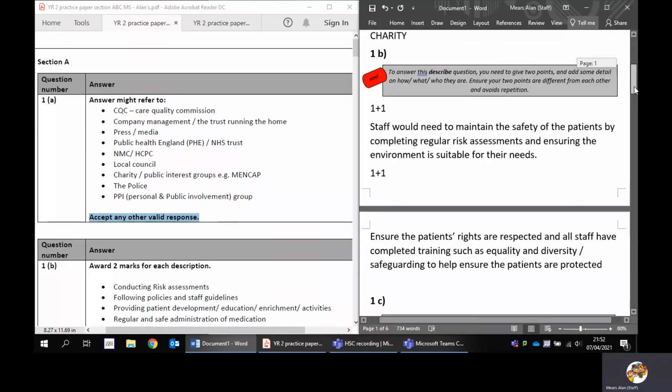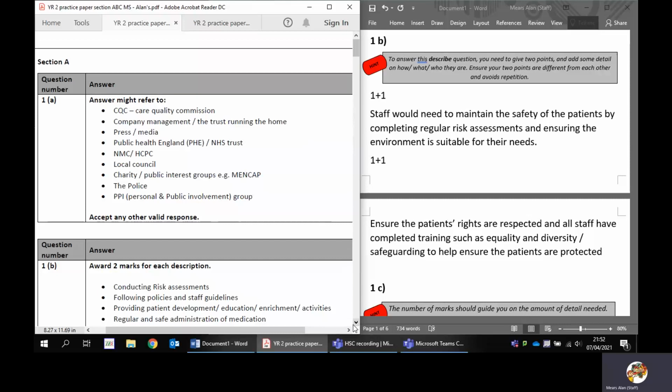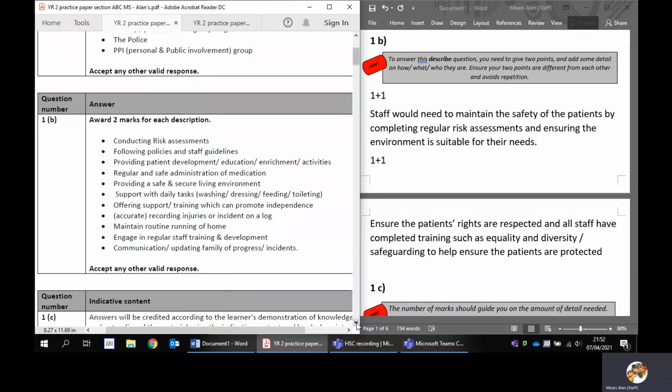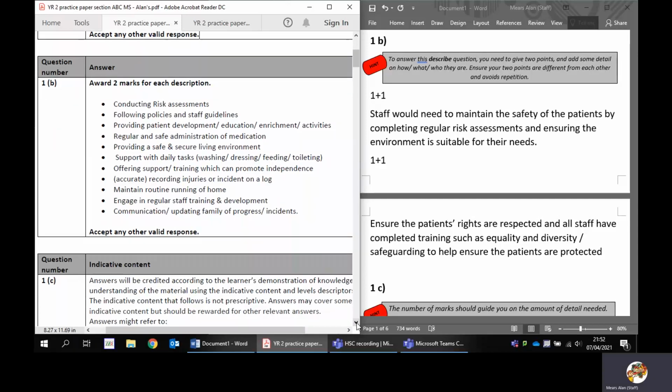Okay, question 1B. Now we said it was a 1+1 style. We need to make a point and develop it. 2 clear points. And again, some of the answers here about what the responsibilities of the staff would be is to conduct risk assessments, which we've talked about, risk assessments and maintaining safety. We've got about patients' rights. Are they being, is that on the list? So follow policy and staff guides. We've got follows in policies.